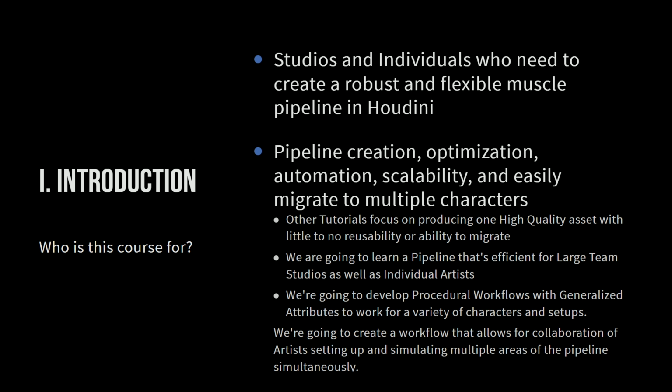Or like a very skinny person or skinny mouse. You're going to have different frequencies based on the size and the mass related to the world scale. So we're going to talk about all of that stuff. Like I said, we're going to learn a pipeline that's efficient for large team studios as well as individual artists. We're also going to develop procedural workflows with generalized attributes to work for a variety of characters and setups.